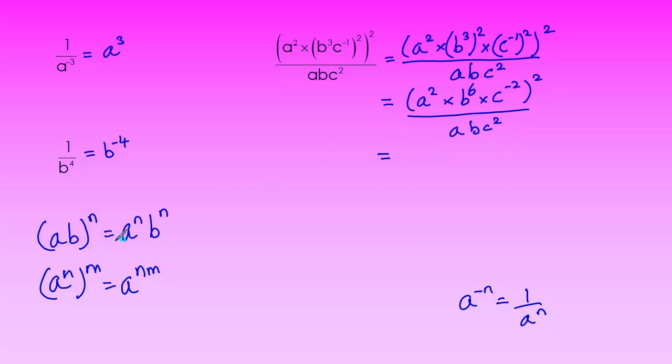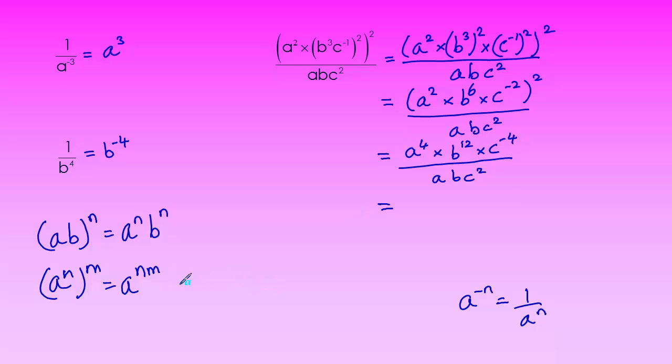Now we use the two index laws again, but I'm going to use them both at once. So the a squared here will end up being a to the 4. The b to the 6 will end up being b to the 12. And the c to the negative 2 will end up being c to the negative 4. All over a, b, c squared.